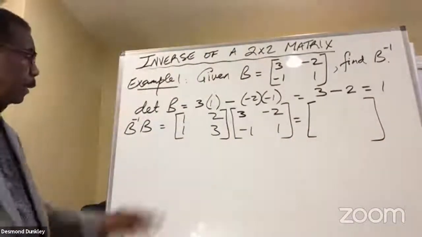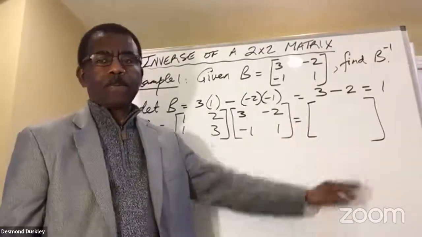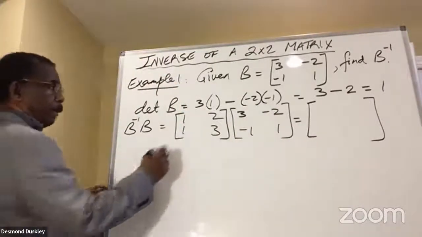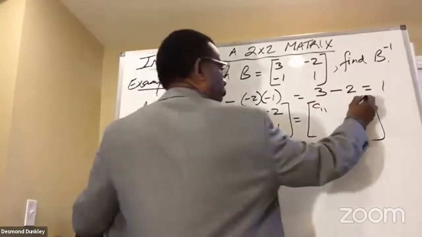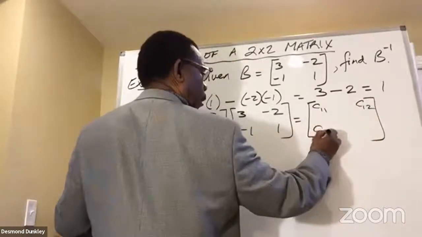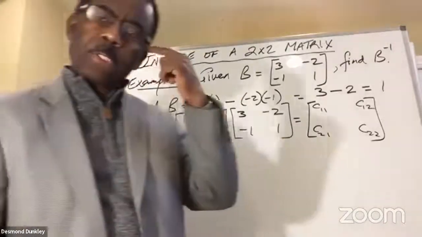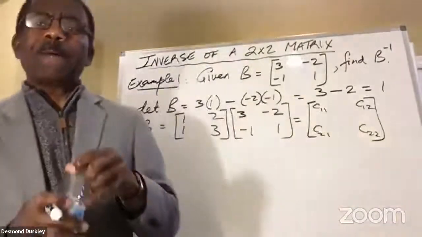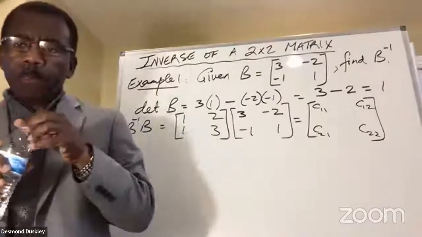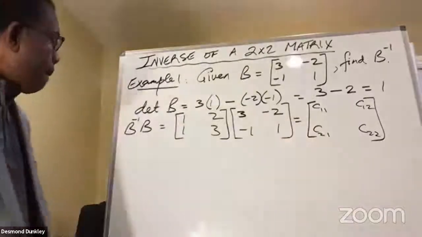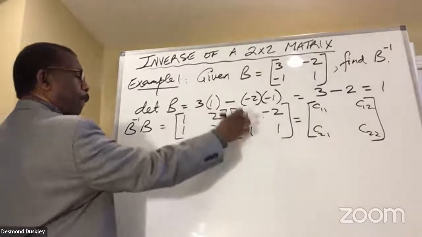Now we're going to find out. This is a 2 by 2. This is a 2 by 2. So we will get a 2 by 2. Okay? Good. So the first entry is the C11. Again, those labels are just for the positions. We're just trying to identify the positions.